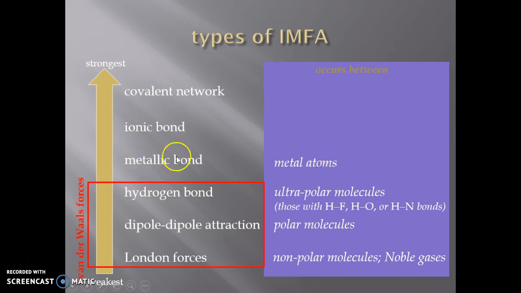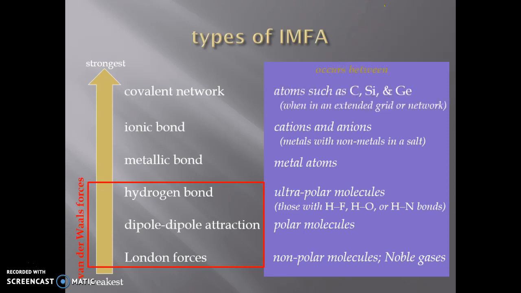Then we've got metallic bonding, which is what holds metal atoms together. Ionic bonding is what holds cations and anions together in your crystal lattice. And then finally, covalent network. This is a really different kind of IMFA. I hesitate to even use that term because really a covalent network bond is a true covalent bond. What you're going to see is it occurs in only certain types of atoms, and what you wind up with is a very big network of atoms bonded to each other. So again, we'll get into a little bit more detail as we move on.